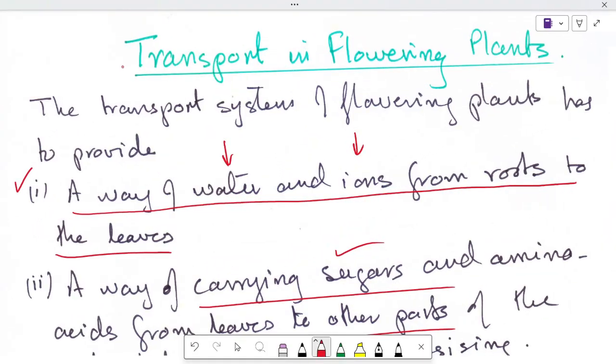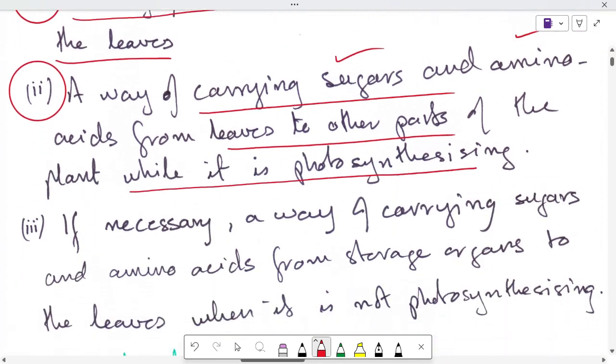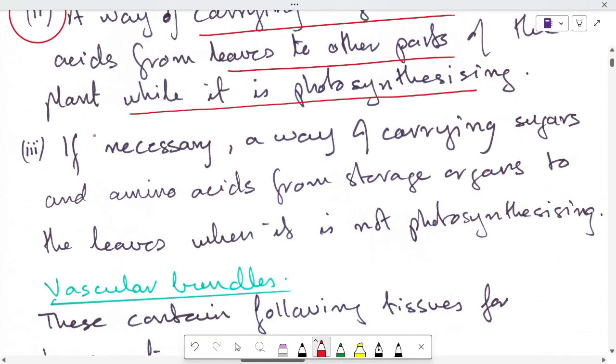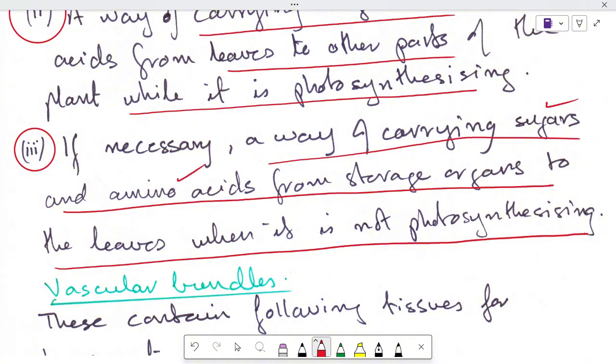Now let's start off with the topic transport in flowering plants. The transport system of flowering plants has to provide number 1, a way of carrying water and ions from roots to the leaves. Number 2, a way of carrying sugars and amino acids from leaves to other parts of the plant while it is photosynthesizing. Number 3, if necessary, a way of carrying sugars and amino acids from storage organs to the leaves when it is not photosynthesizing. Now we are going to discuss this.